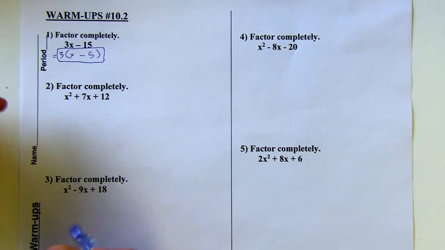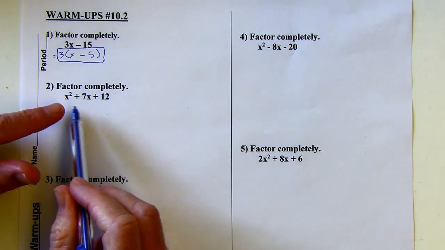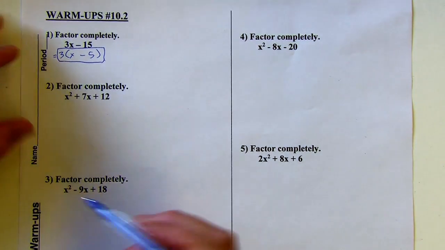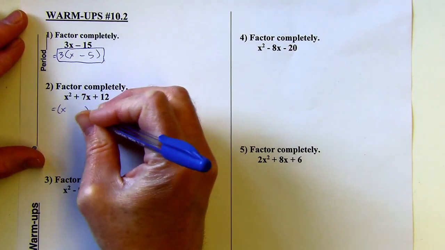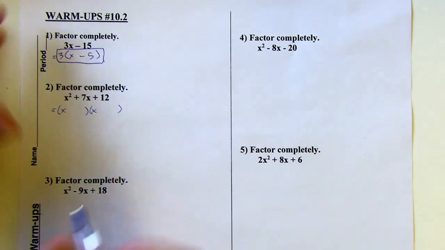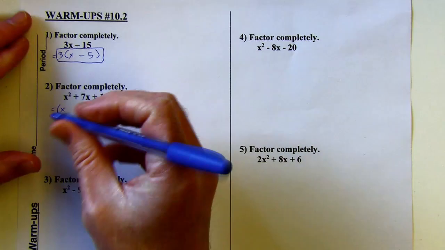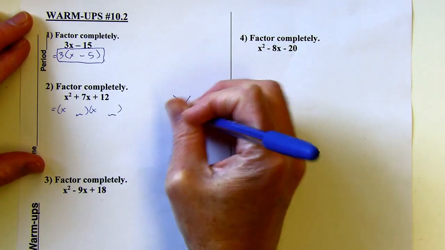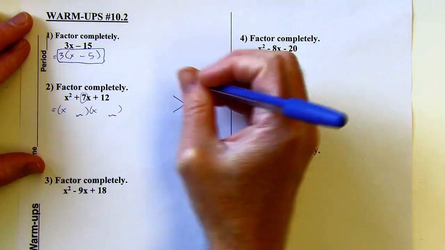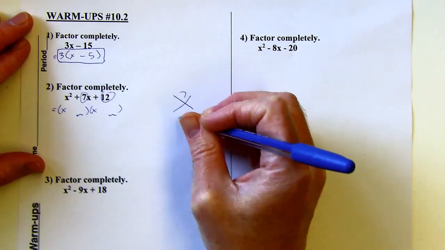Okay, next problem. There's no common factor, nothing that goes into all 3 terms. I'm going to set this up with a diamond problem. So I know if this is factorable, which it is, it's going to look like that. I just need to figure out what goes in the back of each parentheses. So I'm going to set up a diamond problem. I'm going to put the 7 up on top and the 12 on bottom.